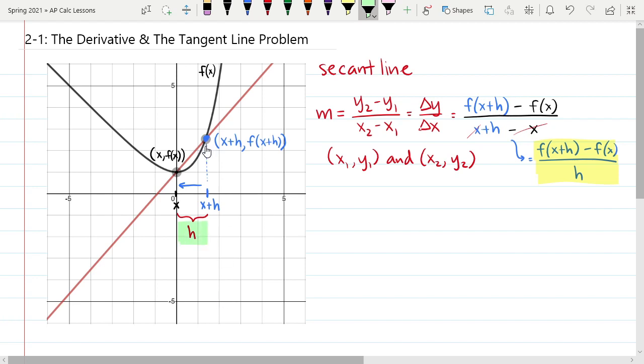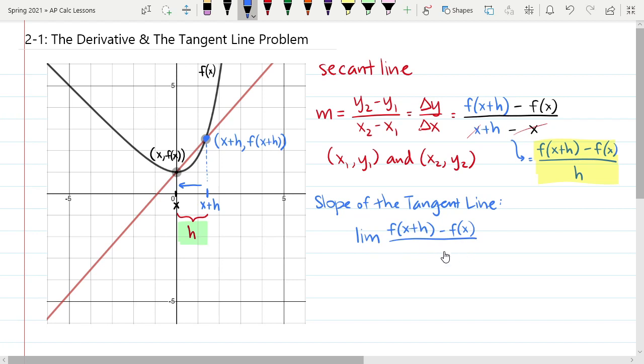So as the second point moves closer and closer to the first point, h seems to be getting smaller and smaller. Or in maybe words that are more familiar to us, h is approaching 0. So what that means then is, to find the slope of the tangent line, we can take the limit of our difference quotient, which remember is the slope of the secant line.